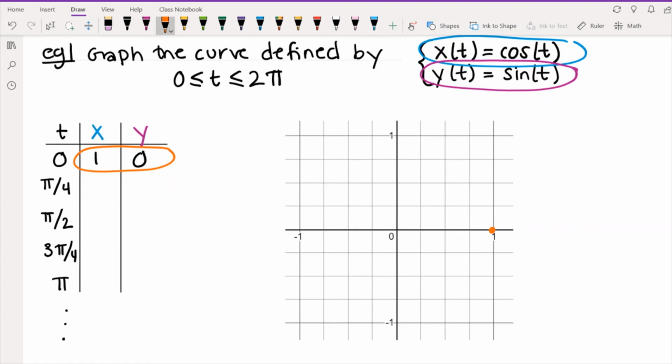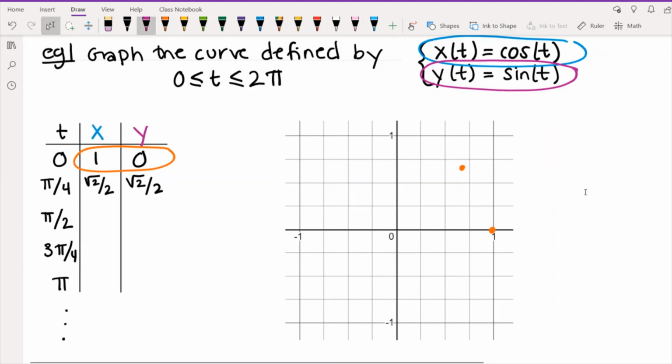Okay, so what about for pi over 4? Well, cosine of pi over 4 is root 2 over 2, and sine of pi over 4 is also root 2 over 2. I believe, and let me just double check this real quick, I forgot to do this ahead of time. I think it's about 0.7, but let me get a good estimate so that we can graph it. Yeah, it's about 0.71. So when we're graphing this point, we want to go to about 0.71, 0.71. That's going to be somewhere around here, I think.